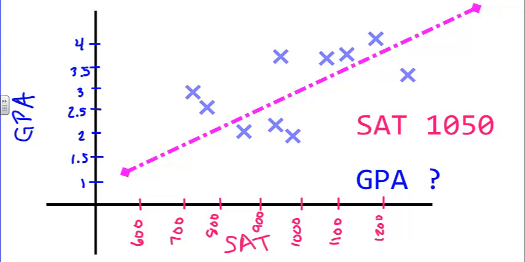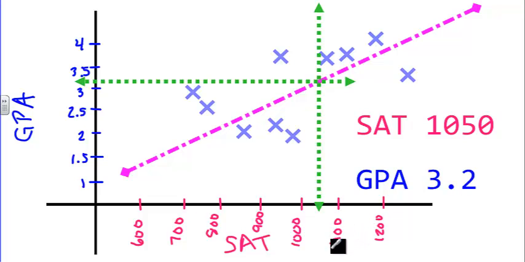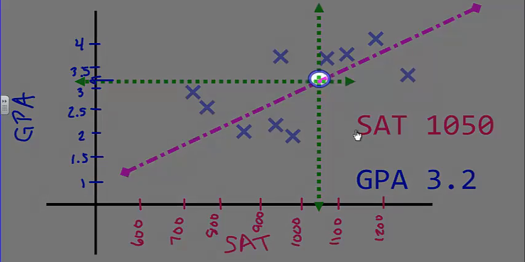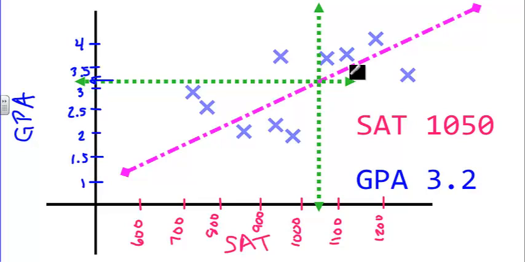Okay, so here's another problem. How about you try this one on your own? Pause the video, and after you have your answer, restart the video and check your answer. Okay, so if we go to the SAT score of 1050, about right here, and the GPA, we would go up and over, would be about 3.2, so it would be somewhere in this region.